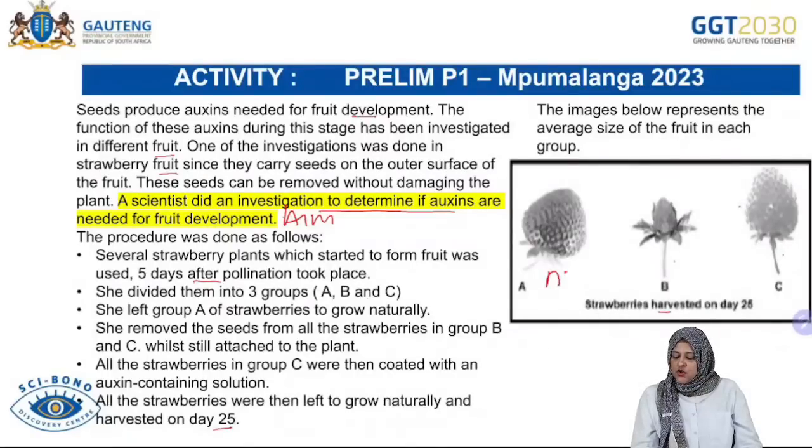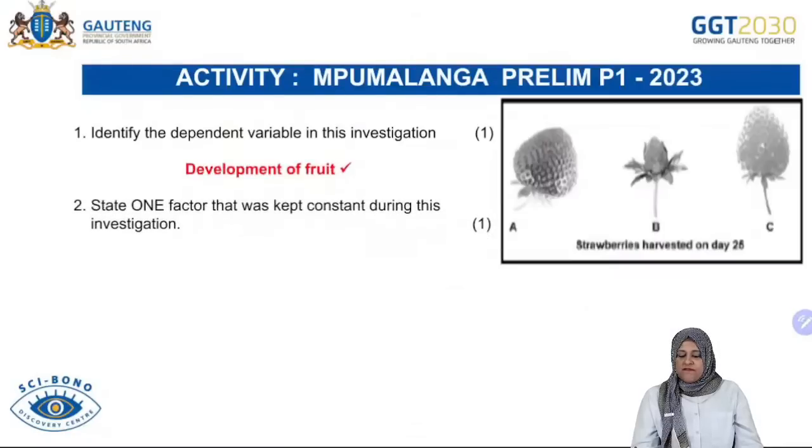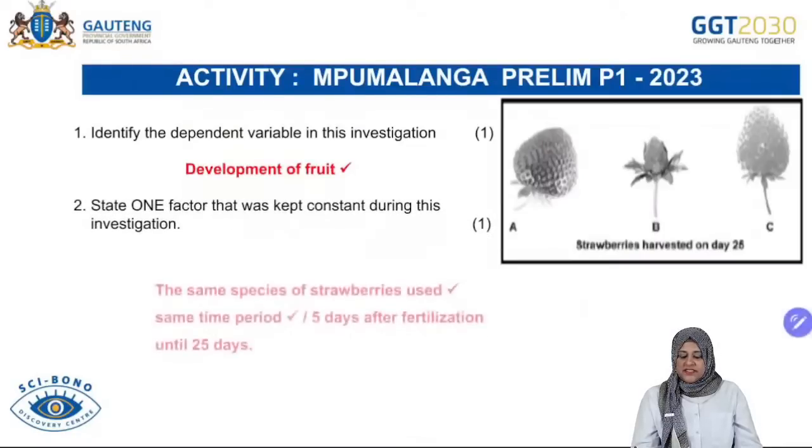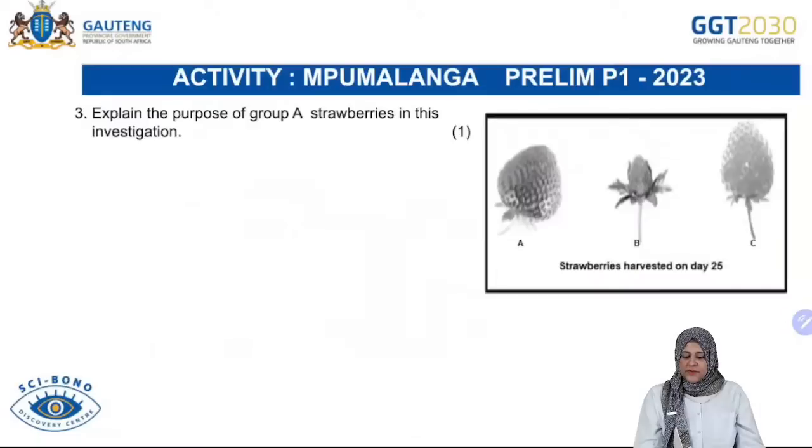So you can see here, strawberries harvested on day 25. Identify the dependent variable which you got from the aim, which is development of fruit. One factor that was kept constant during this investigation: the same species of strawberries were used and they were harvested at the same time period, 5 days after fertilization.